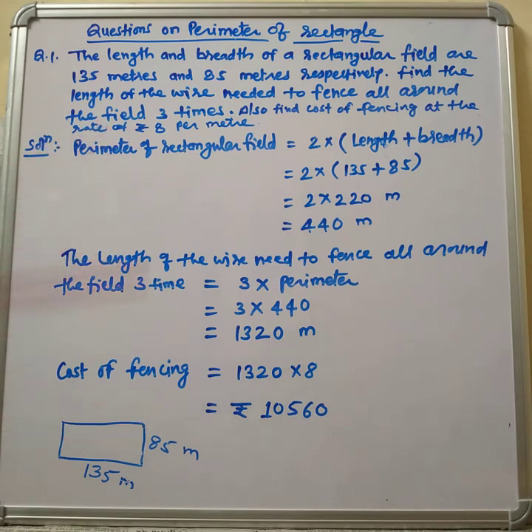So you have to learn more and more. We have to learn how to find the perimeter of which type of field. Here it is a rectangular field, so we have to find the perimeter of the field. Then for the wire needed, the perimeter is one round, so for three rounds we have to multiply the perimeter by three to get the length needed to fence. The cost is 8 rupees per meter, so we have to multiply the three times wire length by rupees 8, so that we get the total cost of fencing.